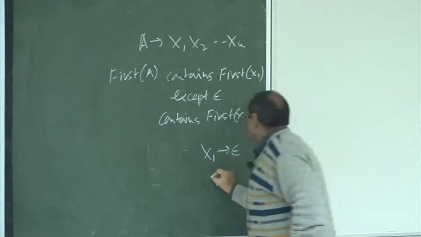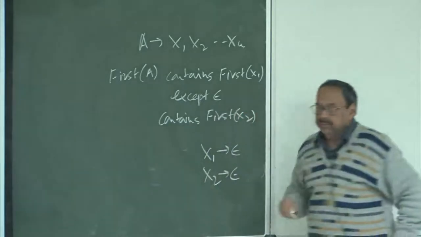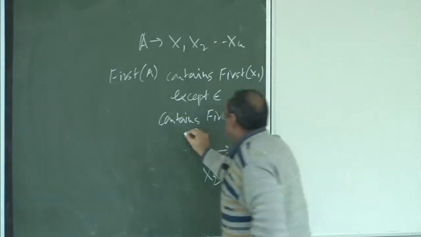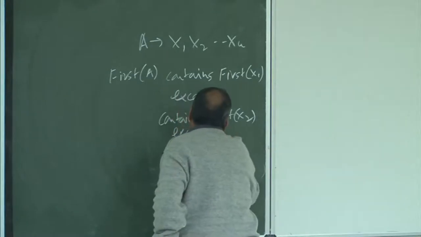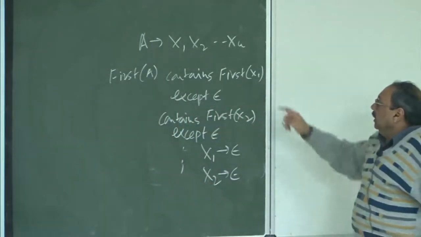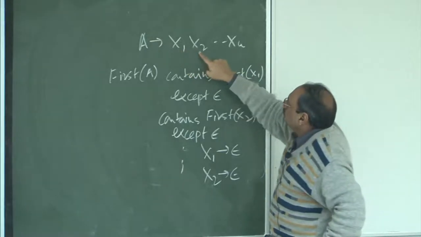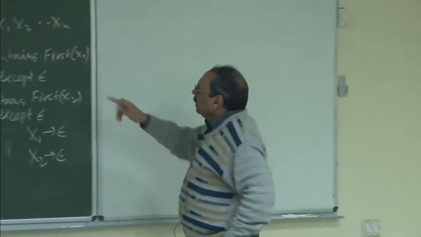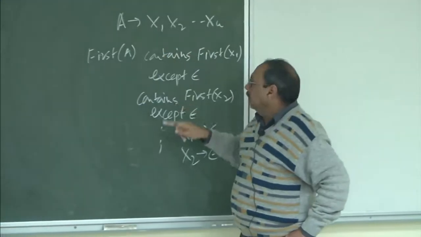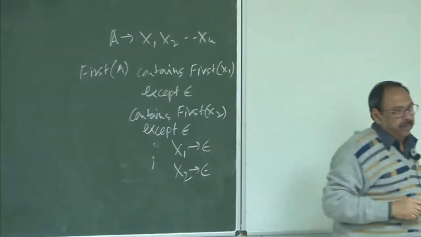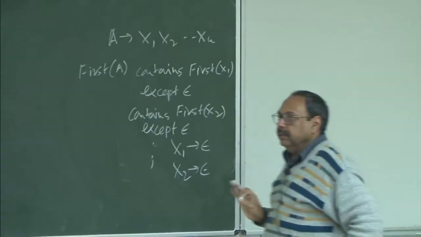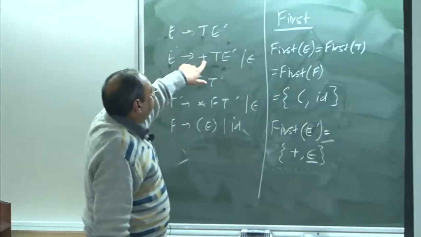And now it is possible that I have a production of this form, where X2 also goes to epsilon. That is possible. Then I'll say this contains first of X2 except epsilon. And I'll keep on doing this. And if first of X1, first of X2, up to first of Xn, all of them contain epsilon, then I'll say that A can therefore derive epsilon, and therefore epsilon is also contained in first of A. Clear? So this is the logic I am using here, that first of E prime contains plus and epsilon.